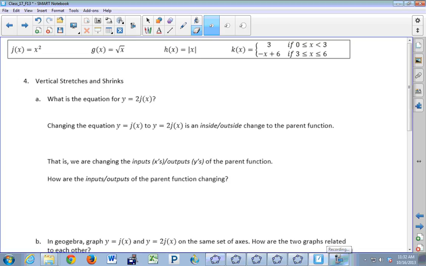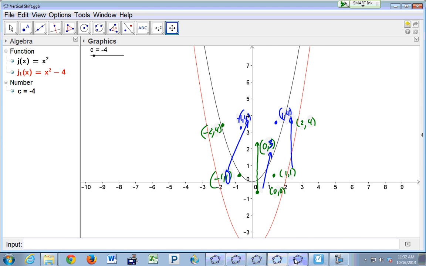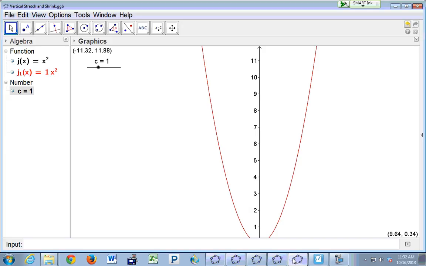Okay. So what function are we acting on now? What's our parent function? x squared. Okay, so let's see. Here's x squared. And here's my transformation of my parent function. It's going to have some number operating on the outside now, not as an add-in, not something I add or subtract, but now as a multiplier, as a factor.